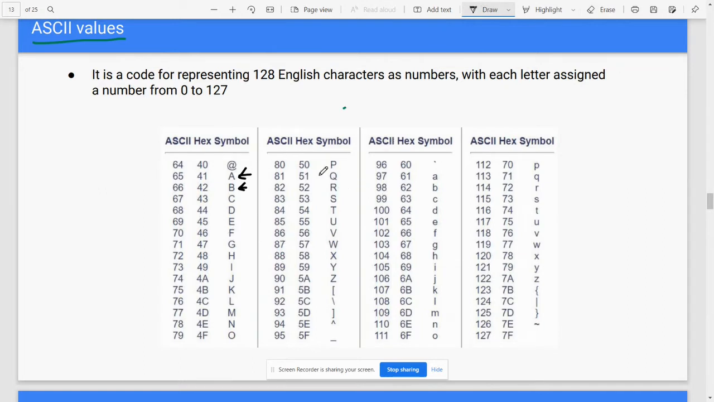Okay, so these values associated with characters have some significance, and we will be utilizing these values to perform some operations among these characters. We will see how we can add two characters, like what this particular thing A plus B means in the programming language.